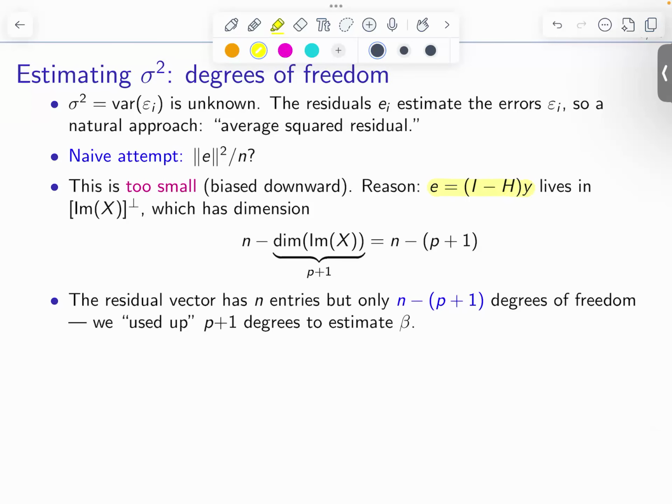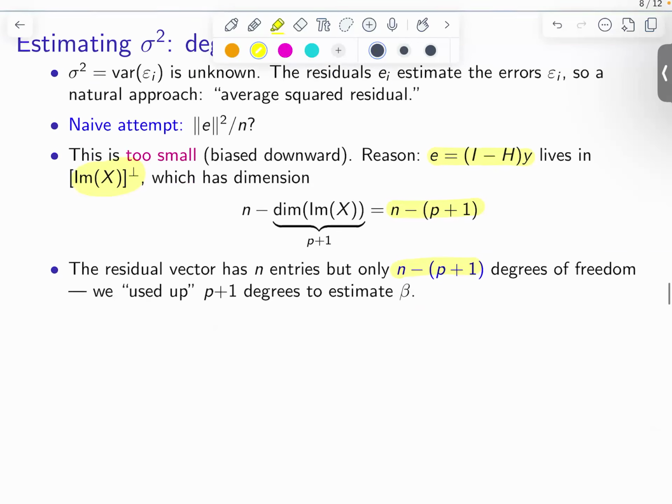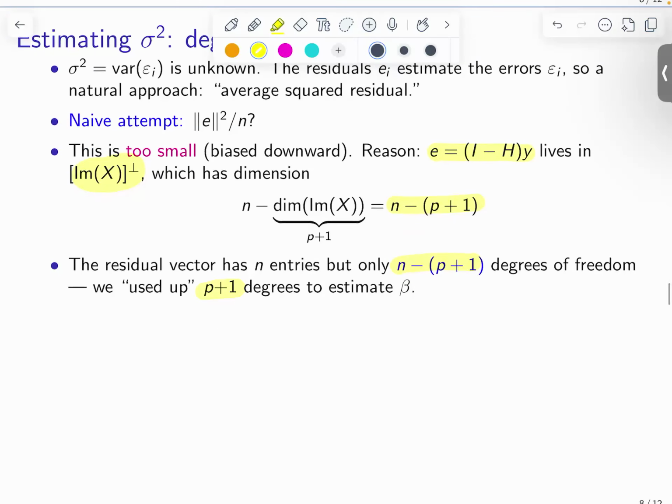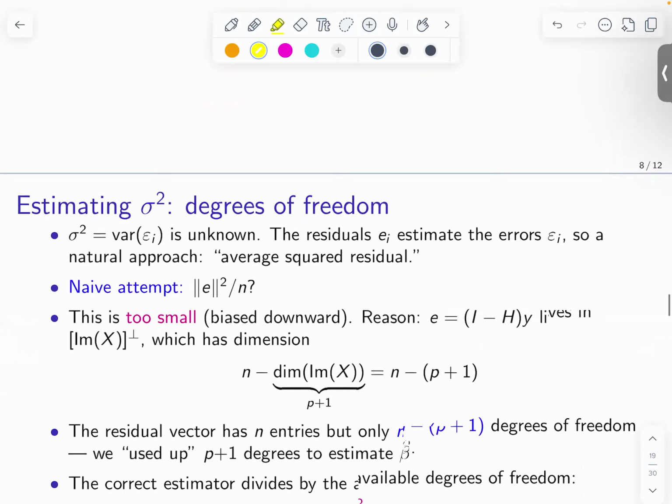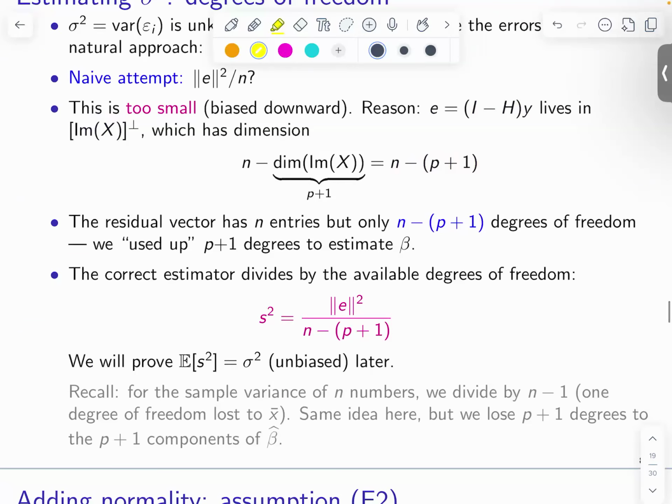So E lives in the image of X perp. You can calculate the dimension of that space: it is n minus the dimension of the image of X, which is p plus 1, so you get n minus (p plus 1). So E really has n entries, but the degrees of freedom is n minus (p plus 1). You used p plus 1 degrees to estimate beta, and this is the remaining degrees of freedom. Again, these become very clear later on. Okay, so that's the correct, unbiased estimator.